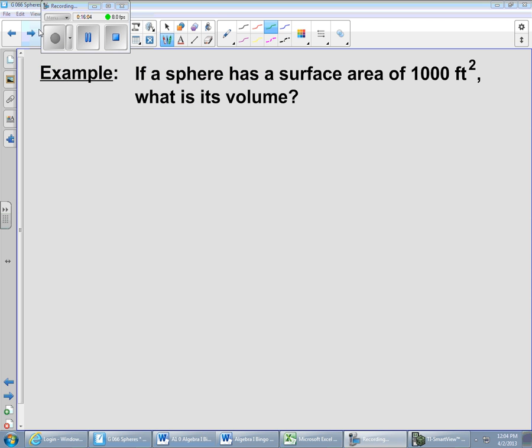There's not really much I can do for you on this except just guide you through a couple and turn you loose on it. If a sphere has a surface area of 1,000 square feet, what is its volume? Well, just like before, we're hunting down a calculation here, volume. So we'd go to our formula chart and see if we have the formula for the volume of a sphere, and we do. And it's 4/3 pi r cubed.